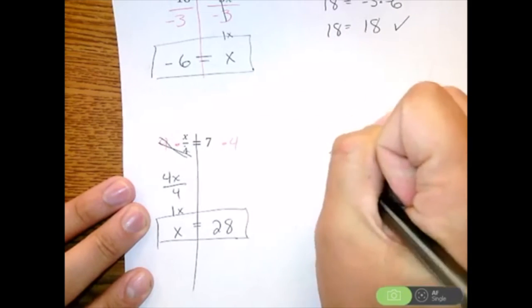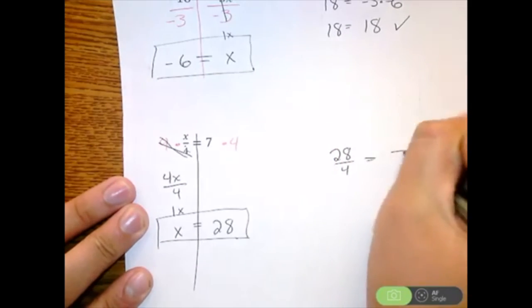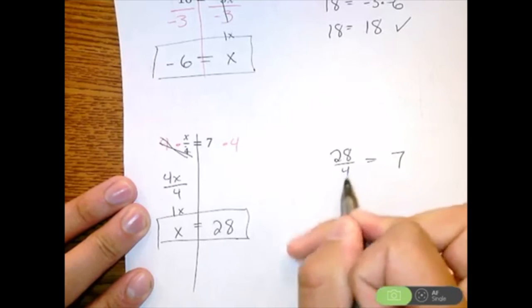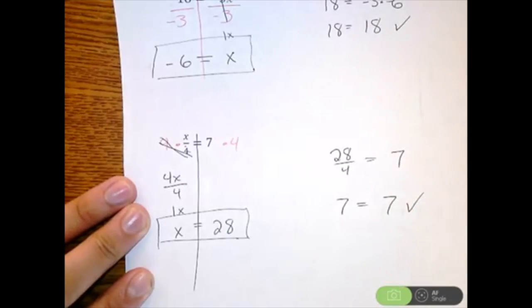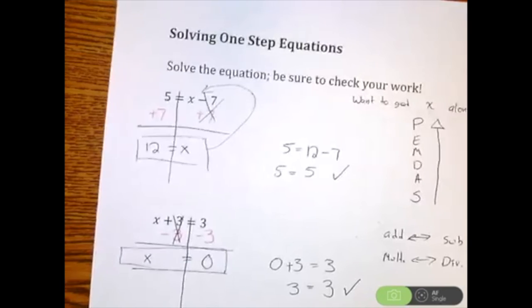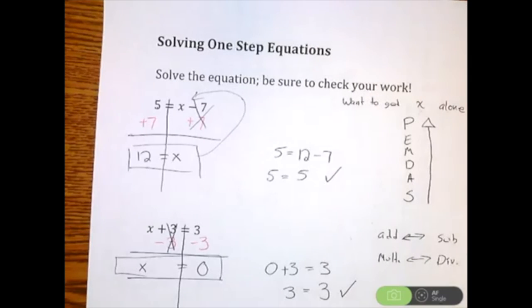As always, we want to check, so 28 divided by 4 equals 7. Check the left side, 28 divided by 4 is 7. The right side is 7. 7 equals 7. And that was solving one-step equations using addition, subtraction, multiplication, and division.